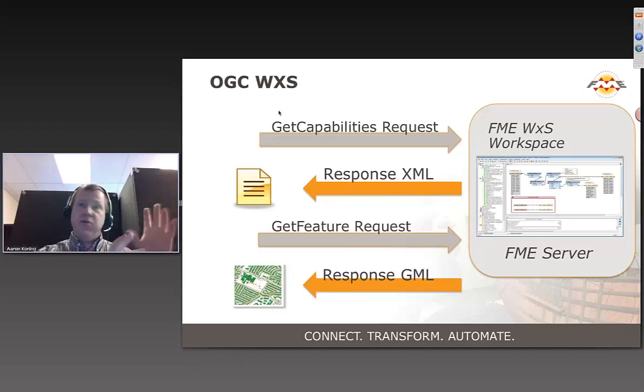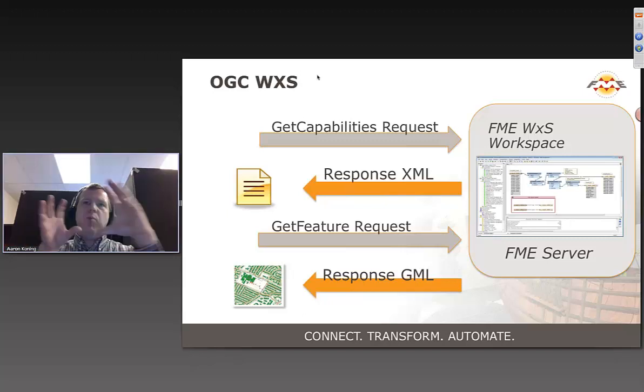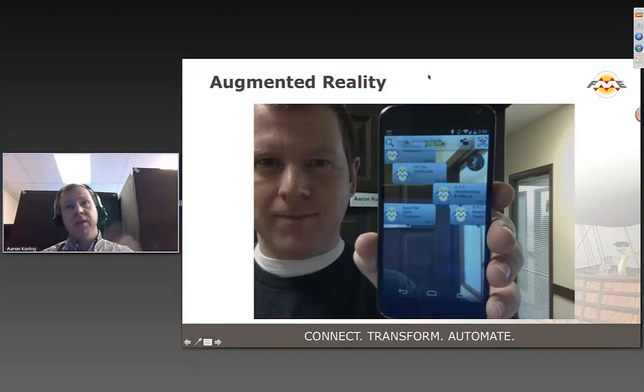Then the client, maybe it's a viewer or whatever it is, says, now I want to get a certain feature, sends a layer, sends the features it wants. Then FME Server goes, oh, you want to get the feature? Okay, here's GML back. That's effectively how it works. All the brains are in the workspace. And as I said, there'll be more on that, a whole presentation on that later. The second example is, again, another web service, an augmented reality web service.